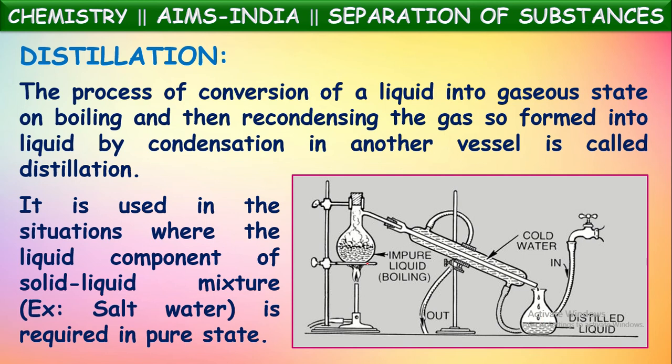Now what happens after continuously doing like this? Complete water present in this mixture will be converted into gaseous form and will be collected here after condensation. Here only the solid substance will remain. So pure liquid water will be collected here. Okay, this liquid collected here is called distilled liquid. It will be in the purest form. If it is a salt water mixture, then here distilled water will be collected and the salt will remain in this container. This technique is called distillation.